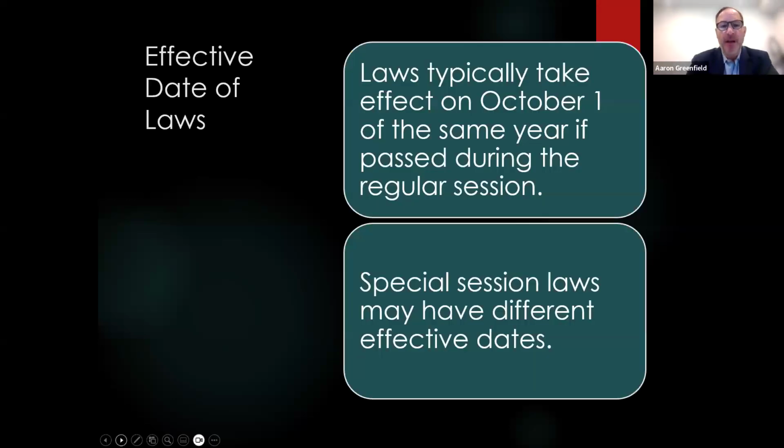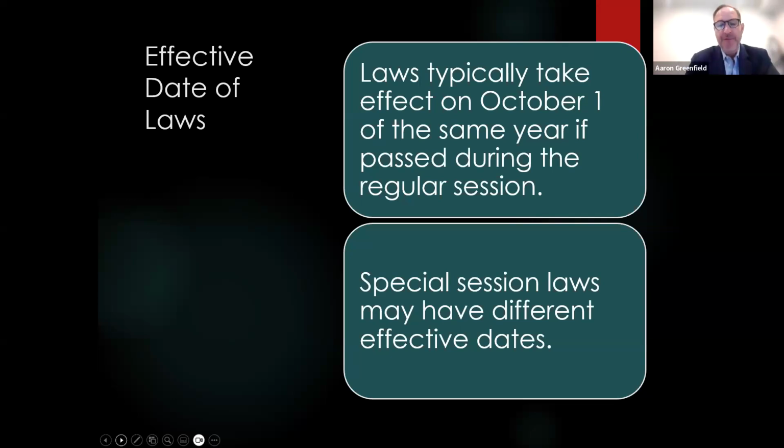So laws typically take effect on October 1st of the same year if passed during the regular session. If it's passed in that session, which generally ends the second Monday of April, it would generally take effect October 1st. There are some variances to that. As many of you may know, the alternate board member on CCRC's bill that passed last session has an effective date of January 1st, which is right around the corner.